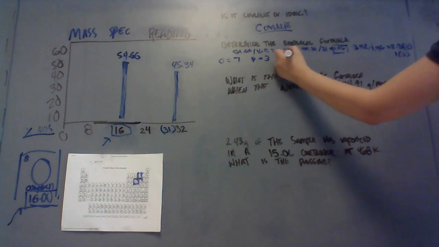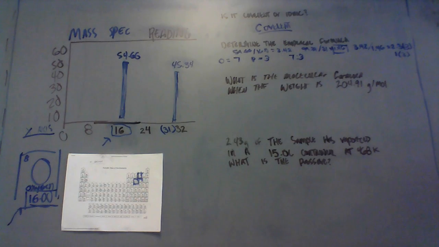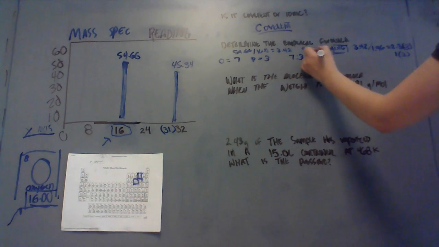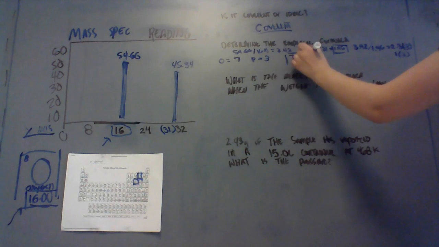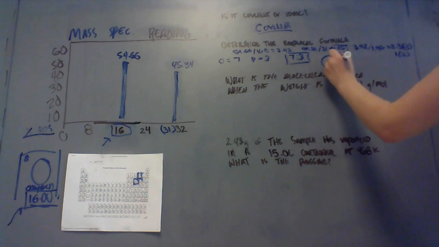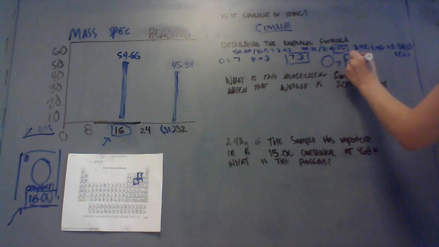In a 7-to-3 ratio. Our empirical formula is going to be this ratio. Oxygen, 7. Phosphorus, 3.